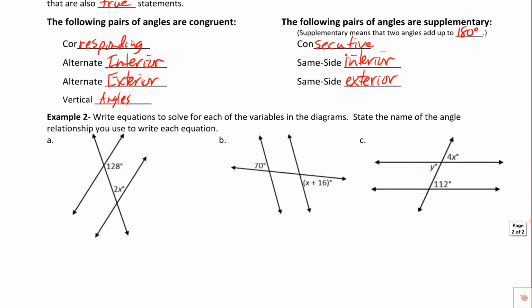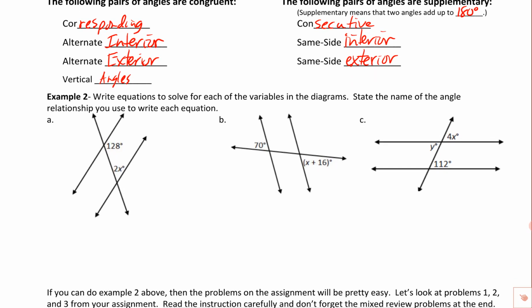So we're going to take a look at a couple of quick problems. And then we might do a couple from your assignment that are even easier. So I want you to take a look at these right here. It says write an equation to solve for each of the variables in the diagram. State the name of the angle relationship you use to write each equation. So we'll assume that these two are parallel. I think that should be the case on every single one of these. So I'm going to go ahead and indicate that on the lines.